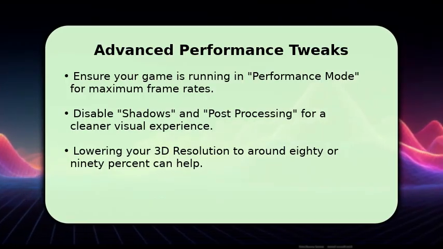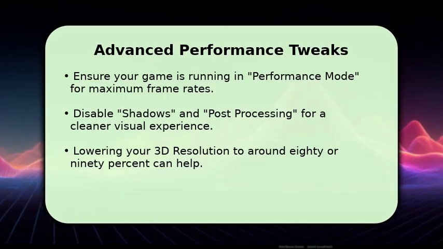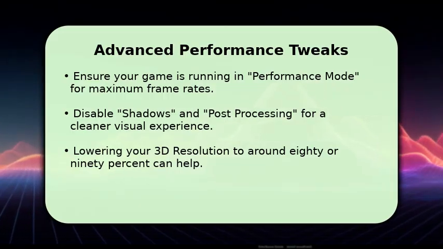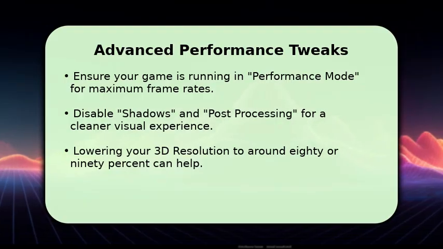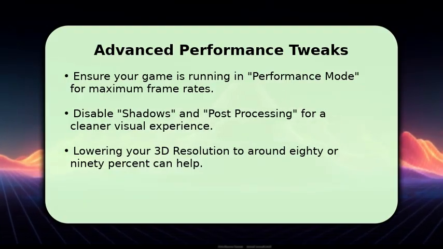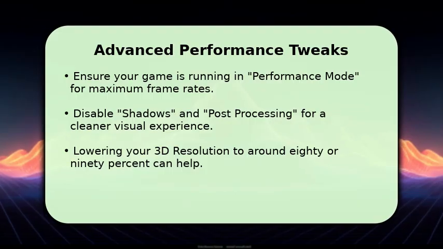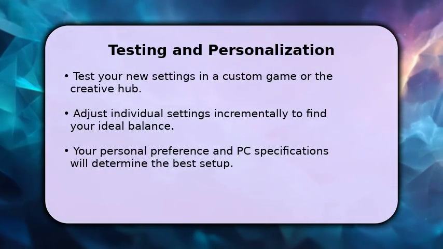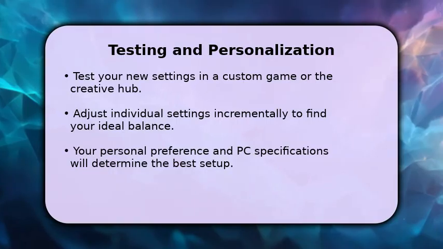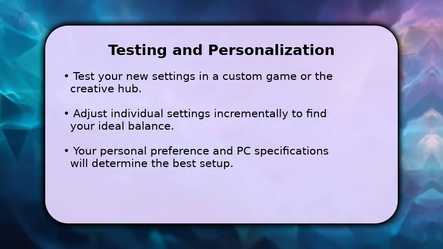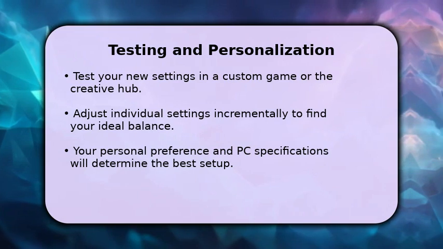For an extra boost, try lowering your 3D resolution to somewhere between 80 and 90%. This can make a noticeable difference without severely impacting visual clarity. After making these adjustments, it's essential to test them out. Jump into a custom game or the Creative Hub to see how the bubble wrap builds look and feel.